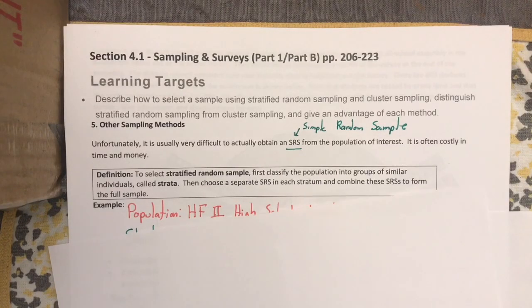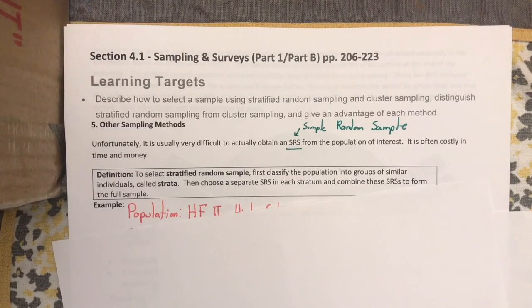Today we're going to take a look at section 4.1 and we're going to talk about sampling and surveys again. Our learning target today is to learn about how to use a stratified random sample and a clustered sample. And we're going to distinguish between the two and give an advantage of each method.